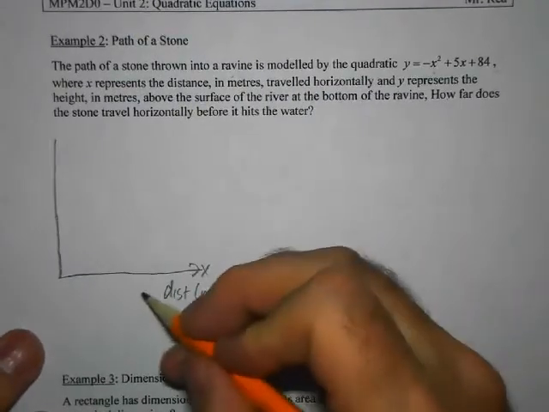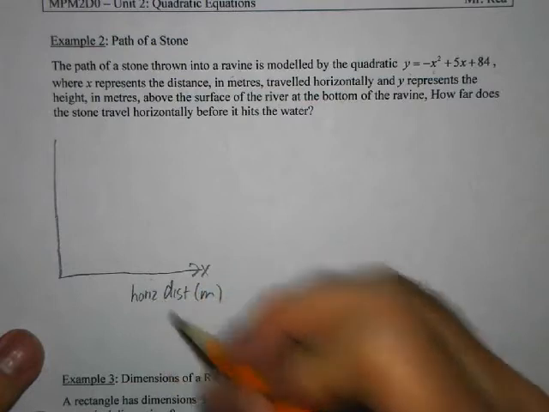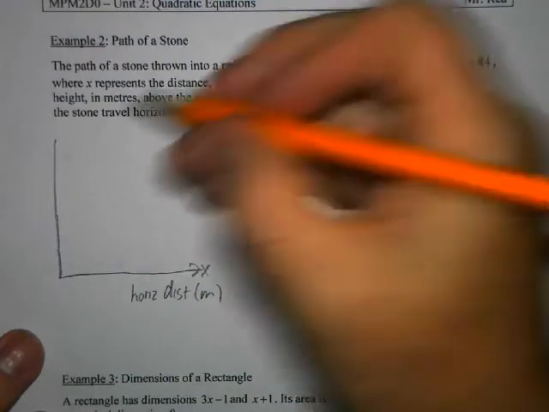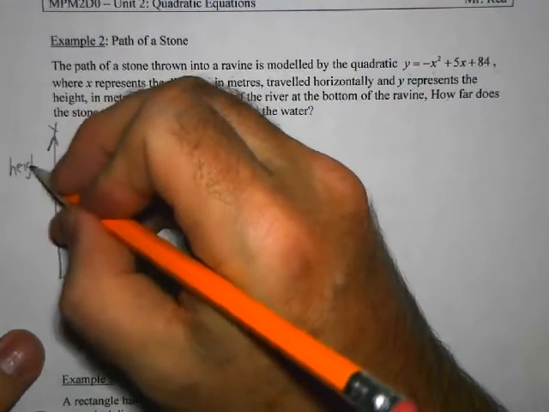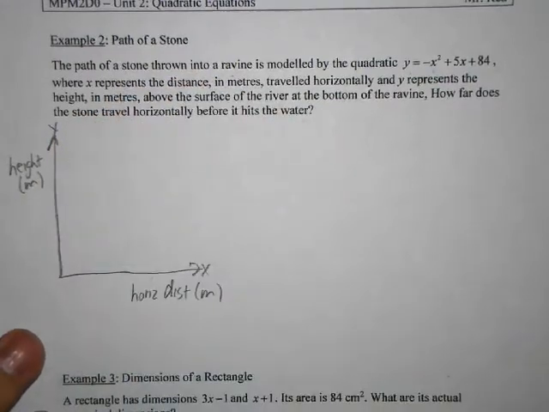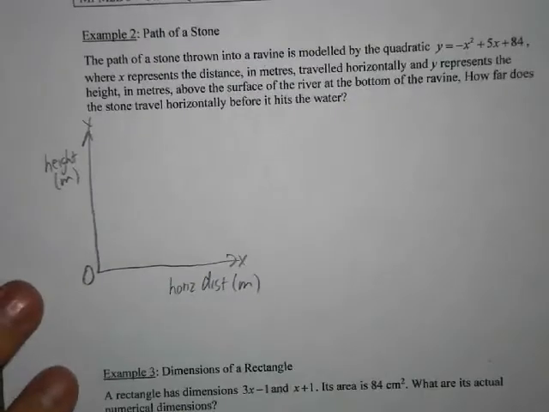It's actually horizontal distance, because someone might think, oh, you mean the vertical distance? No, vertical distance is here. So the height is the vertical distance, and that's also in meters. And this corner here is 0, 0, the origin.